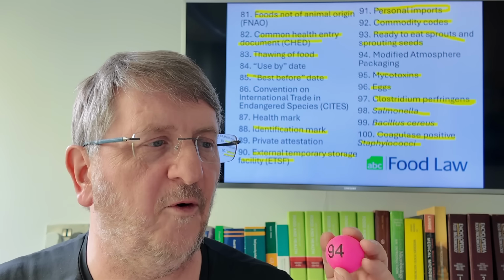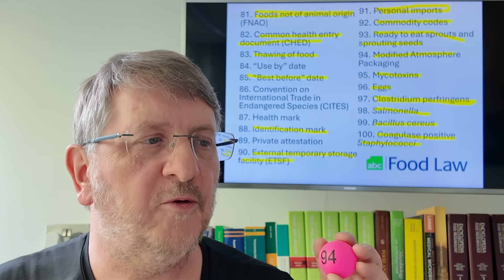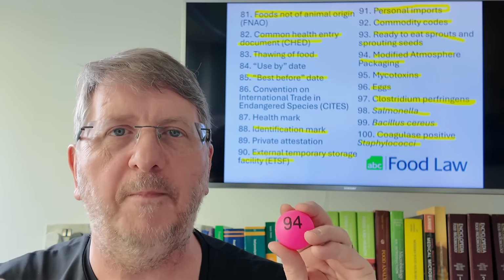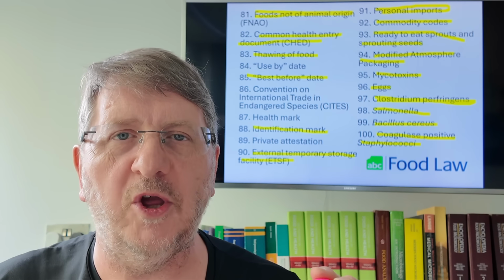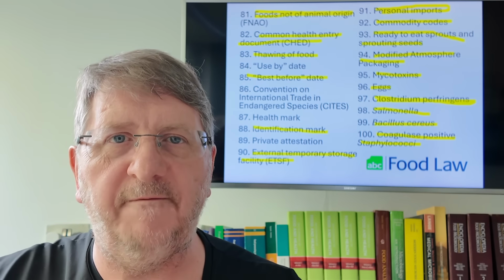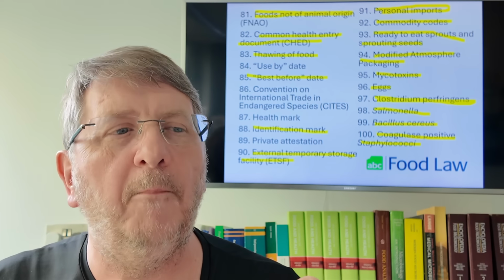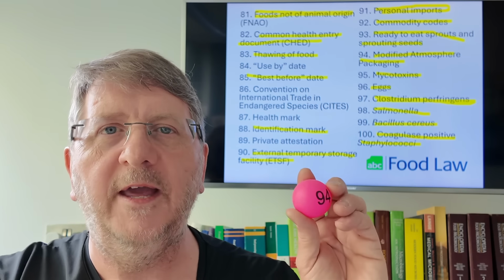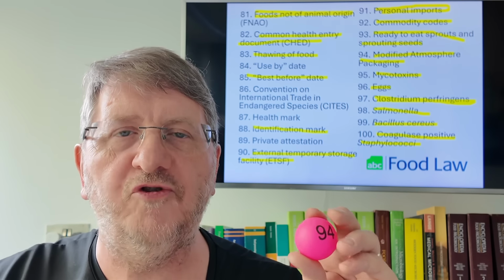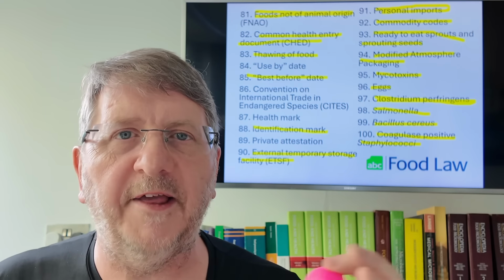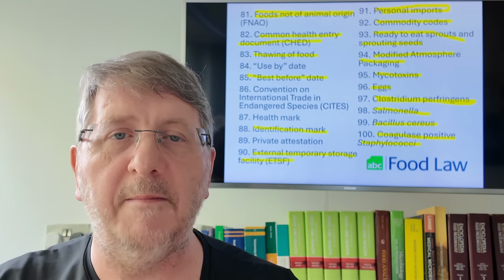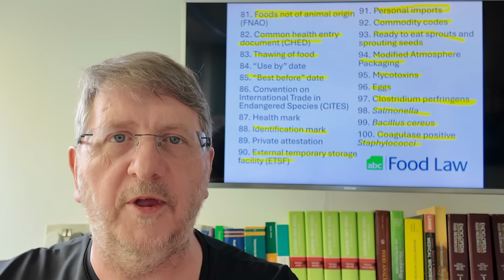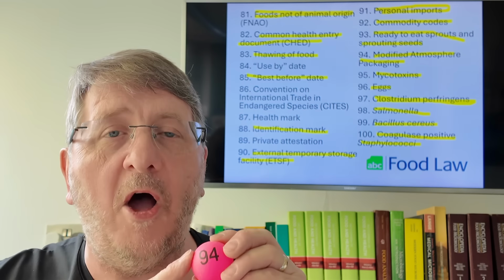Number 94, modified atmosphere packaging. I talked about vacuum packaging earlier on. In vacuum packaging, you remove the air or the oxygen from a package. So you've got cooked meat, you put it in a vac pack machine, remove all the air. Modified atmosphere packaging is you pump some gases back in, maybe nitrogen, carbon dioxide, or a mixture of gases, in order to prolong the shelf life or protect the product. It might be a bag of crisps and you just want to make sure that the crisps aren't squashed. But it's a hygiene issue.